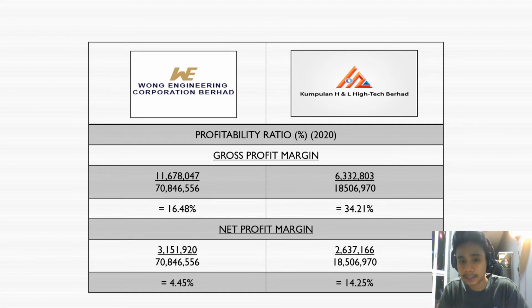For the cross-sectional analysis for the profitability ratio, it shows that Kumpulan H&L High-Tech Berhad has a higher percentage of gross profit margin in 2020. This indicates that Kumpulan H&L High-Tech Berhad is more efficient in generating profit for every cost involved. For the net profit margin, it shows that Kumpulan H&L High-Tech Berhad has a higher percentage of net profit margin. This shows that Kumpulan H&L High-Tech Berhad is more efficient at converting sales into actual profit for the year 2020.